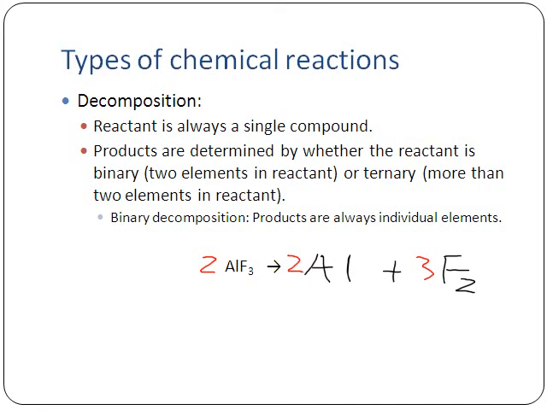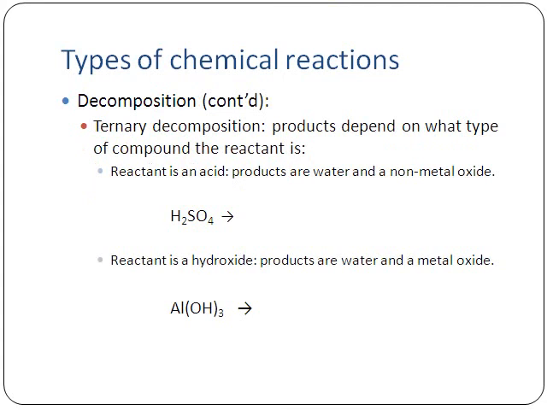Now, the ternary decompositions, though, are where things get a little more complex. If you have a ternary decomposition, that means that the compound you start with, your reactant, has, as we said, more than two elements. So the two examples we have here, H2SO4, 3 elements. AlOH3, 3 elements. It can have 3, it could have more than that. This would be a ternary decomposition. Now, for a ternary decomposition, the fact that you start with one reactant tells you it's a decomposition. The fact it has more than 2 elements tells you it's ternary decomposition.